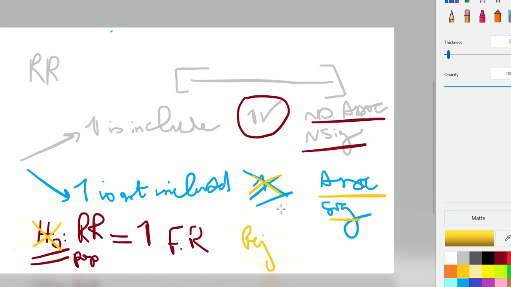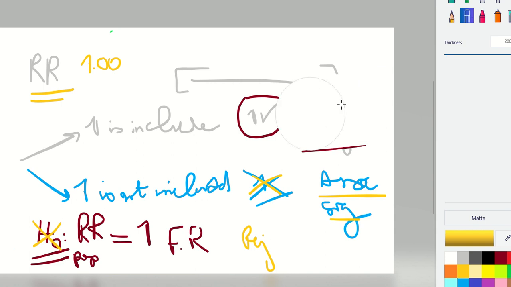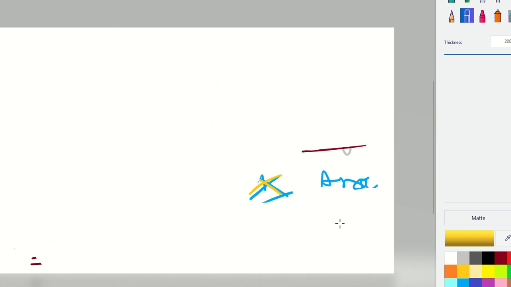Okay, so that's why when you're doing a confidence interval, you look for the value 1, whether it's inside or outside your interval. If it's inside, no statistical significance. If it's outside, there is statistical significance. And the value 1 is not a magical value. Value 1 means the risk in the exposed equals the risk in the not exposed. Okay? Let me do one more thing just so that it's perfectly clear.